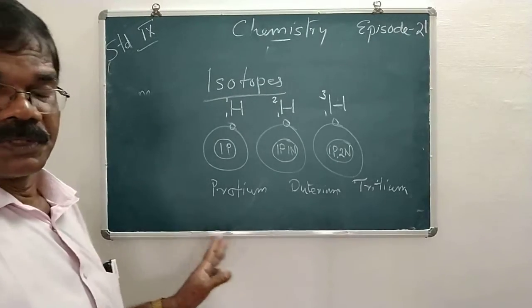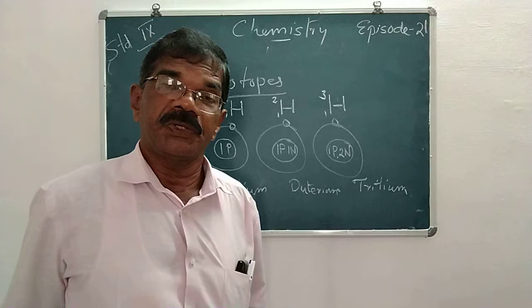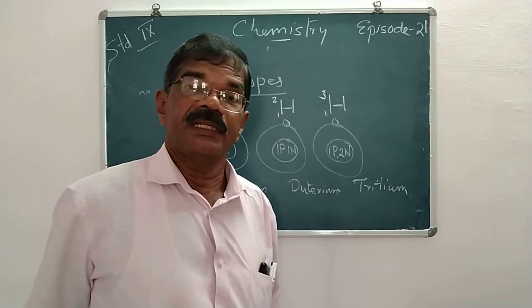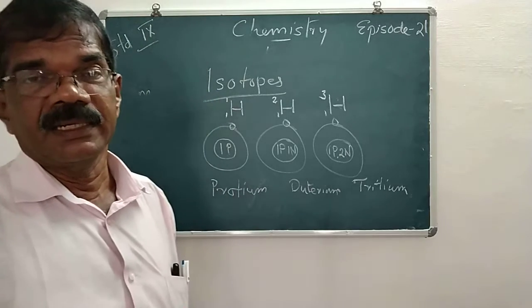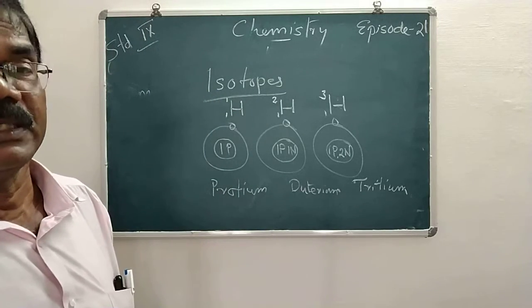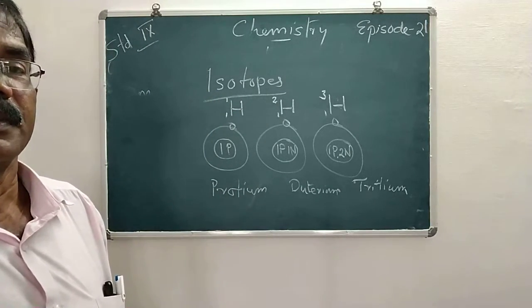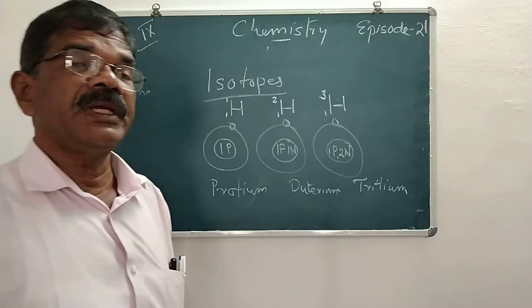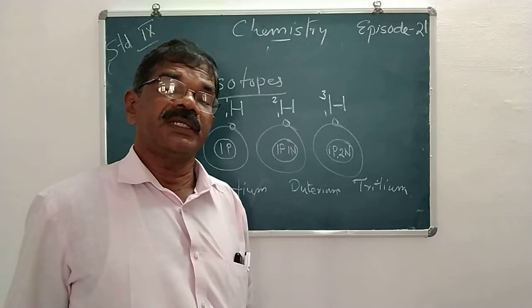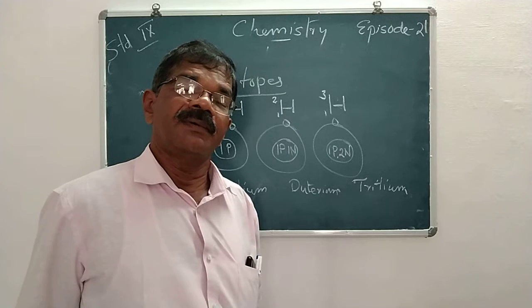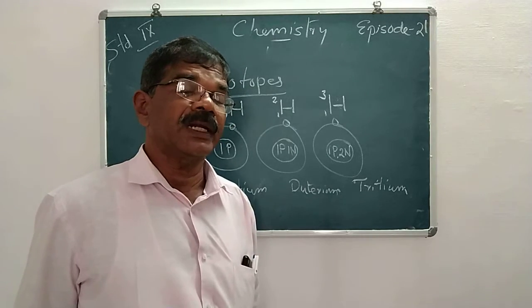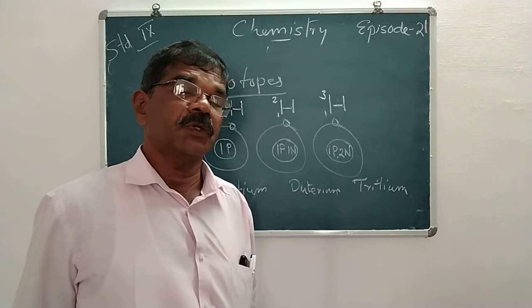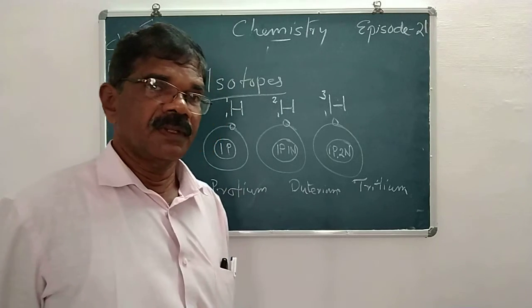These isotopes have a wide variety of uses in medicine. For the treatment of cancer, an isotope of cobalt is used. For the treatment of the disease goiter, an isotope of iodine is used. In nuclear reactors, an isotope of uranium is used.